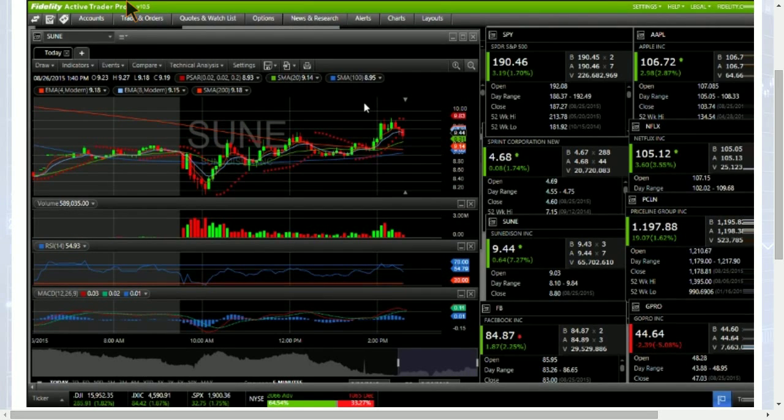And we are going to see if there's some follow through tomorrow on this bounce. The candlestick on the daily chart looks really good for follow through tomorrow. We'll see how it ends up.